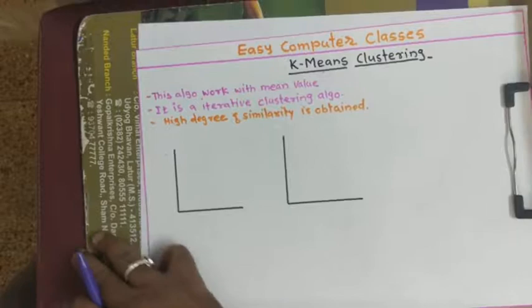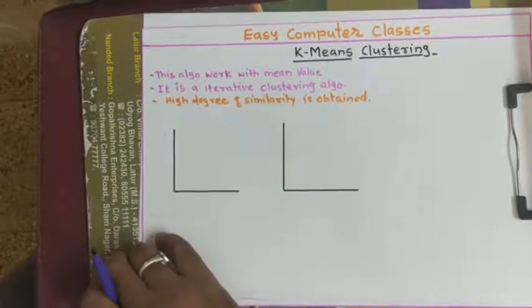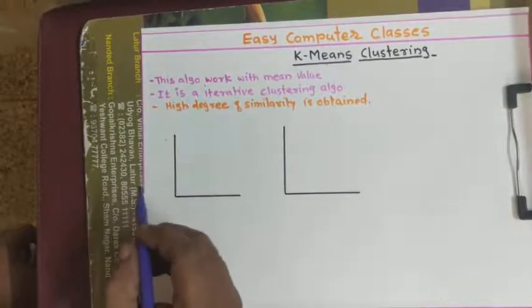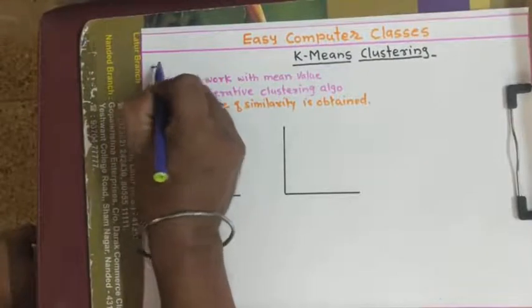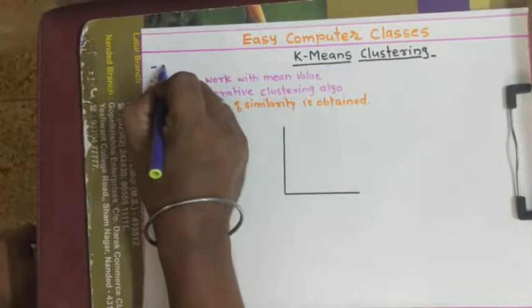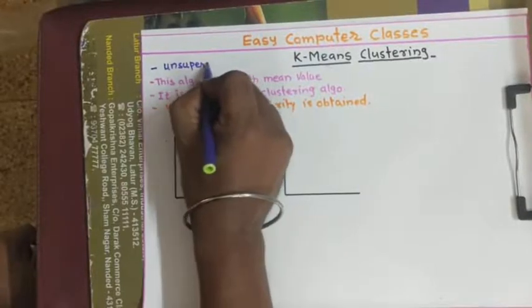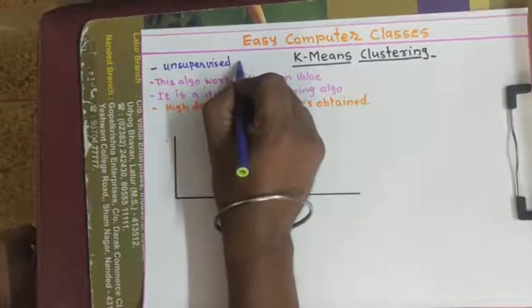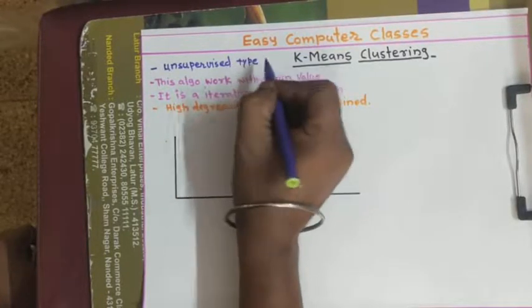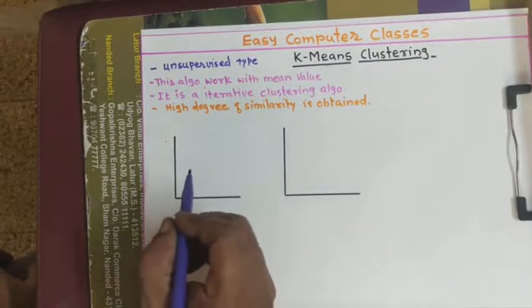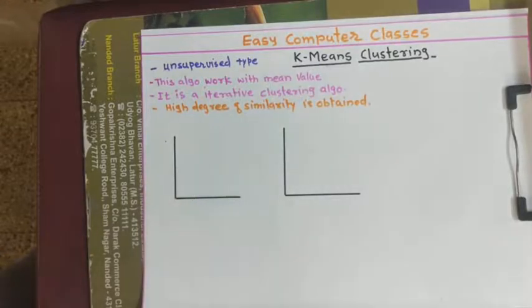Now today we'll see the next algorithm, called the K-means clustering algorithm. We know that clustering is an unsupervised type of learning, in which the groups are not predefined, or we don't know the groups in advance. So this is called clustering.